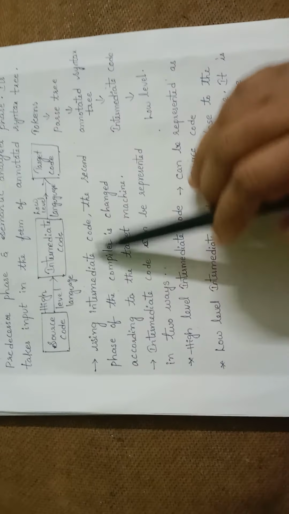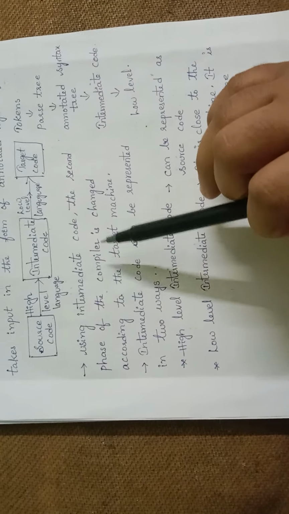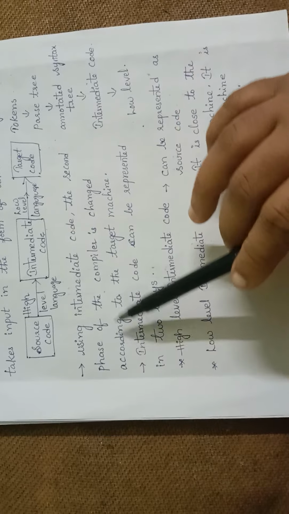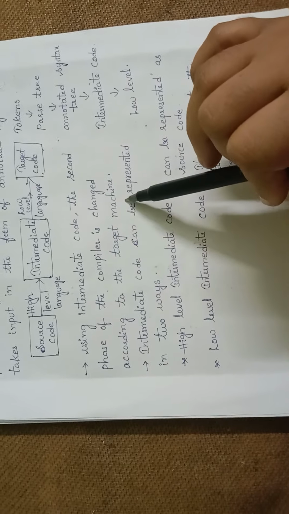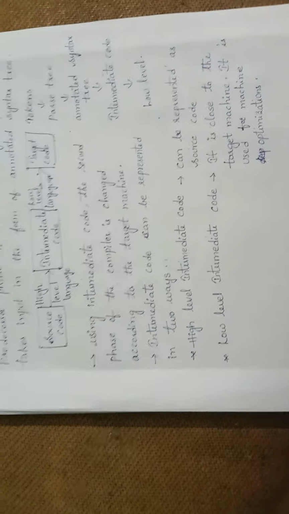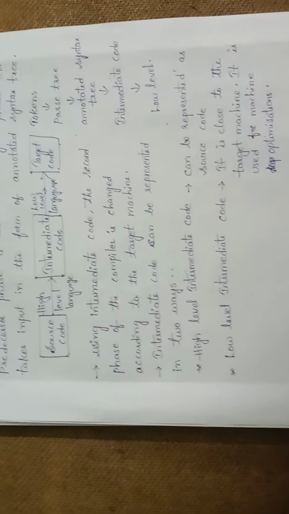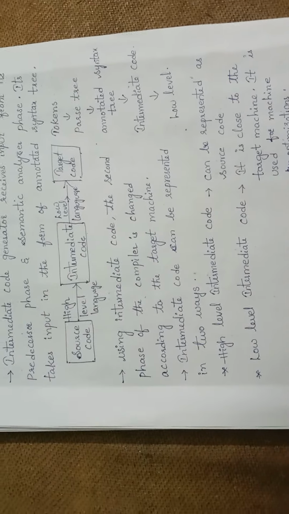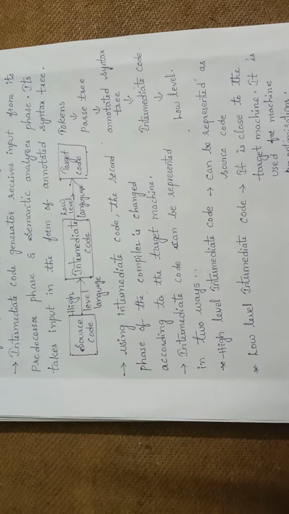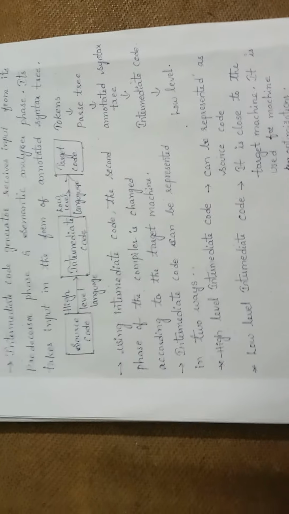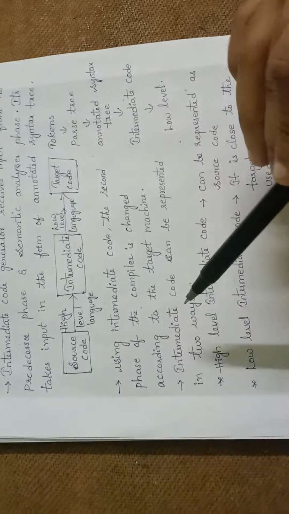Using intermediate code, the second phase of the compiler is changed according to the target machine. So what is the second phase of the compiler? Syntax analyzer. The syntax analyzer will change according to the target machine.